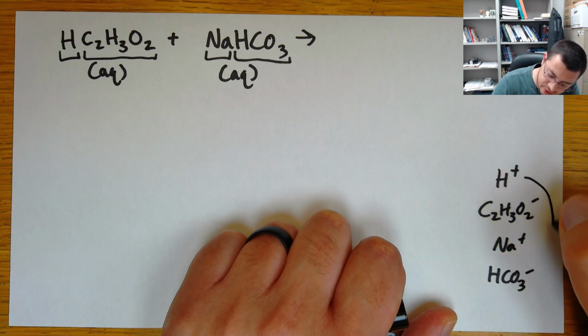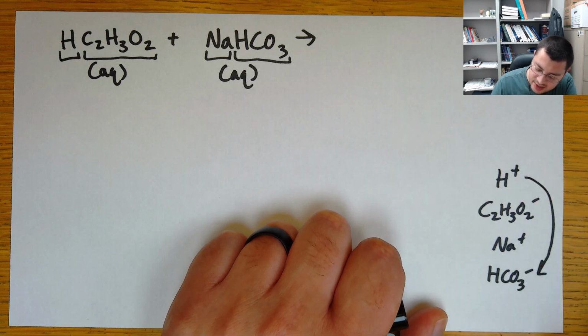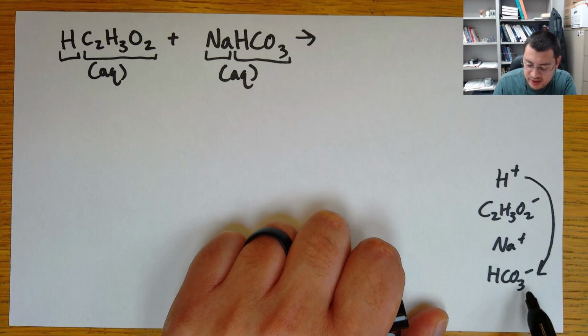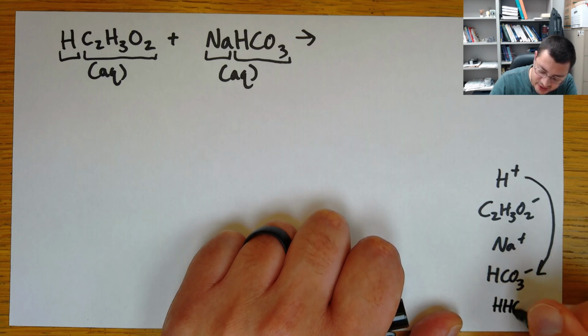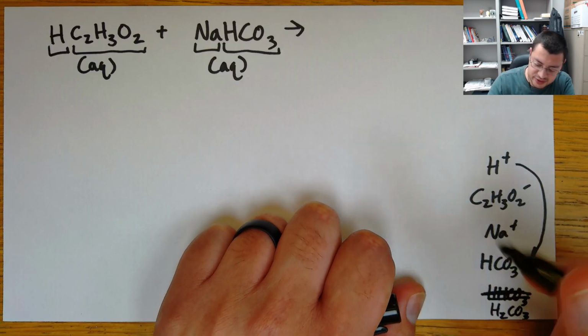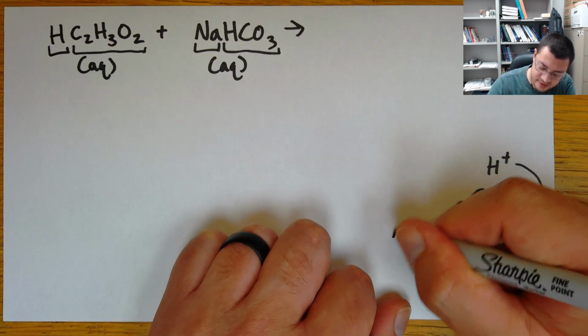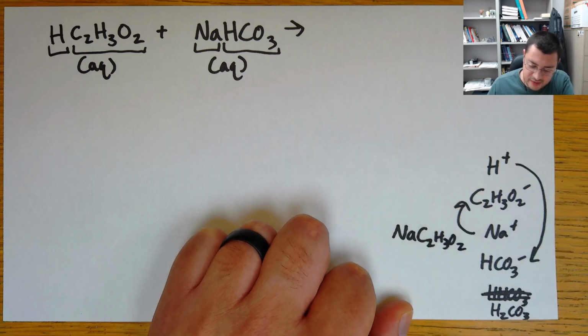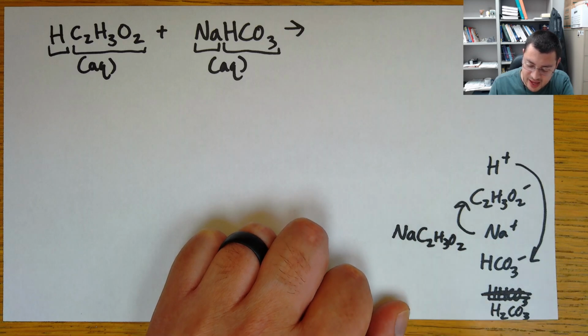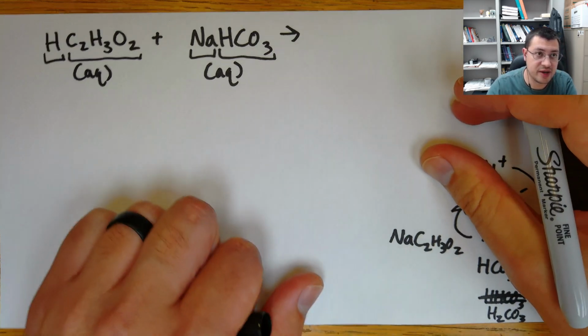All right, so I'm going to add enough H plus to HCO3 minus until it's neutral. That's going to give me a total of 2 H's. So rather than writing HCO3, we will write this as H2CO3. All right, so that's our first, and then we will form our second. All right, and this is sodium acetate. So we made carbonic acid and then sodium acetate. So let's write those products in.